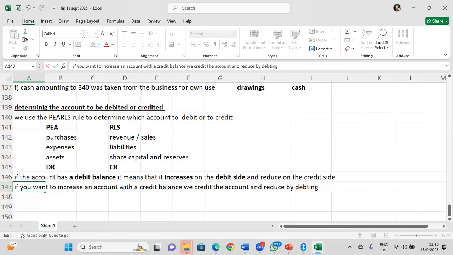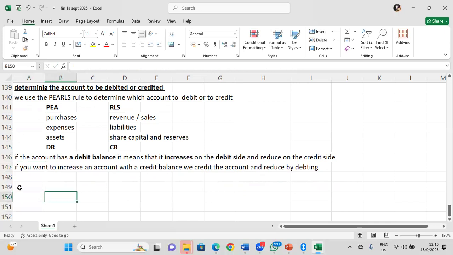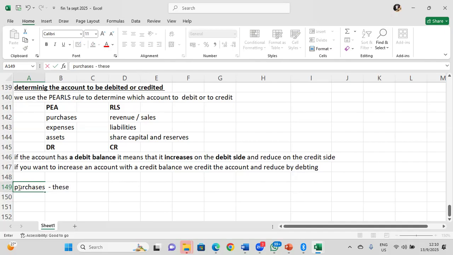So let me first of all, for the sake of those that are new to accounting, explain the purchases. What are these? When we talk about the purchases, these are goods we bought with the intention of reselling them. If we buy something to use it in the business, it's not purchases. So purchases are goods bought for resale.